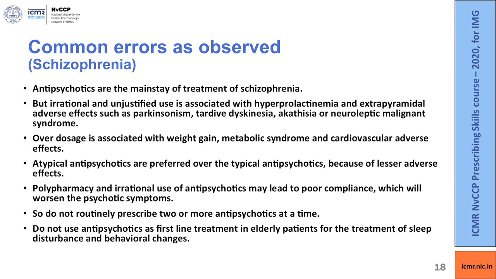Remember, polypharmacy and irrational use of these antipsychotics can lead to poor compliance, which will further worsen the condition. So we do not prescribe routinely 2 or more antipsychotics at one time. So you are only required to start with one, gradually observe over a period of time. If the symptoms are not getting controlled, refer to a higher center.